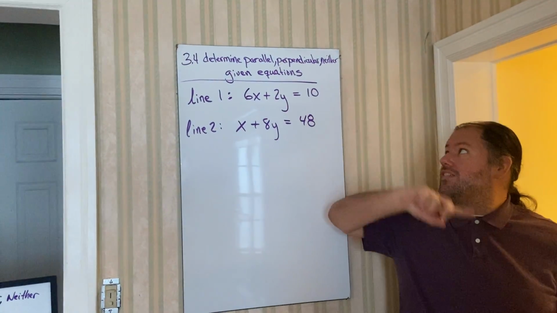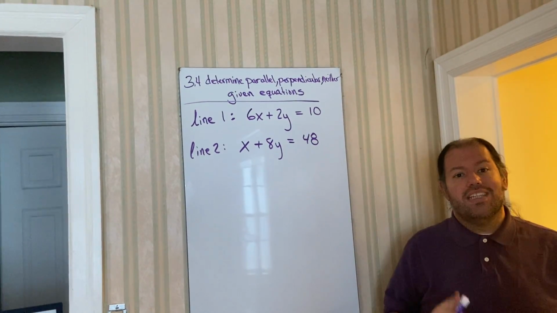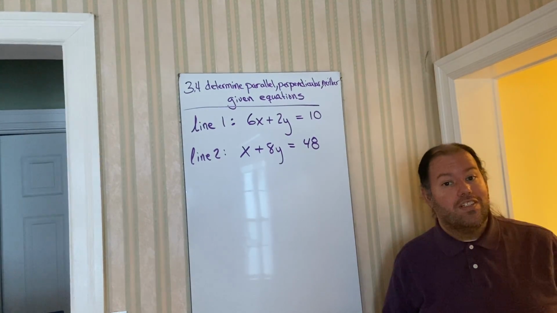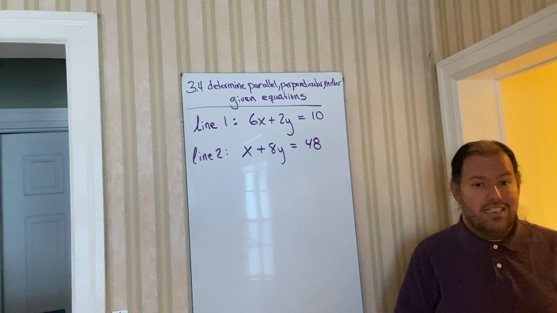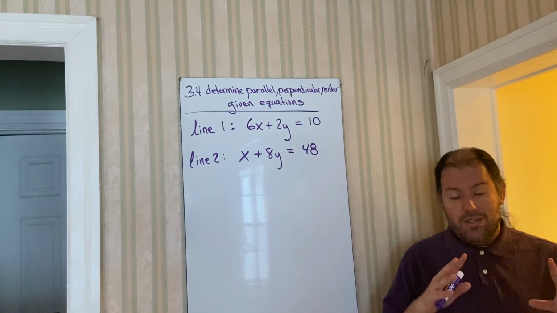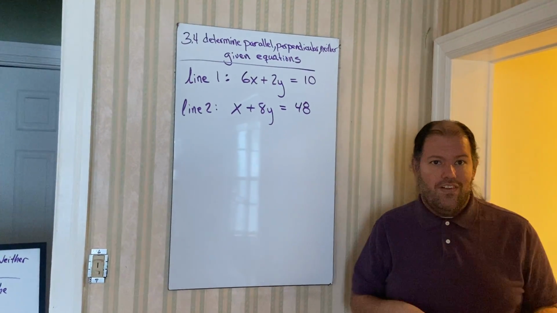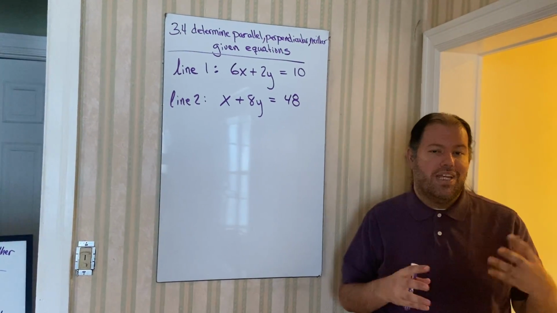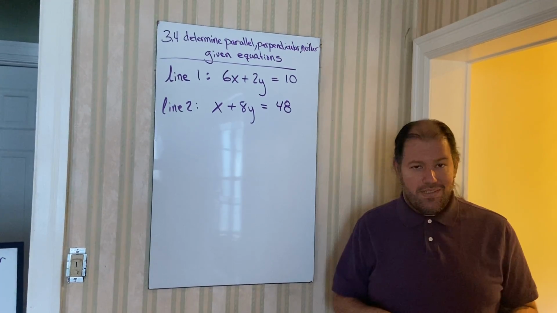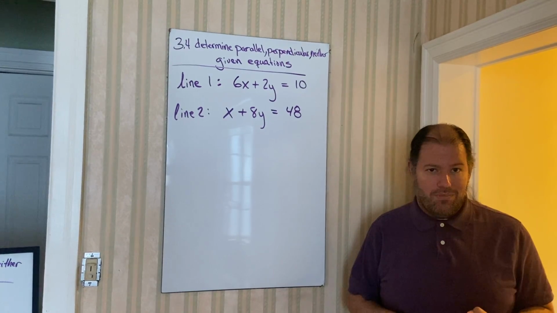So we've talked about how to determine parallel, perpendicular, and neither. But in those cases, we didn't have equations. We either gave you two slopes, or we asked you to find the slope from ordered pairs, and then you compare the two slopes. What happens if we don't give you ordered pairs, or we don't tell you what the slope is, but we give you equations? That's what this is talking about in 3.4.